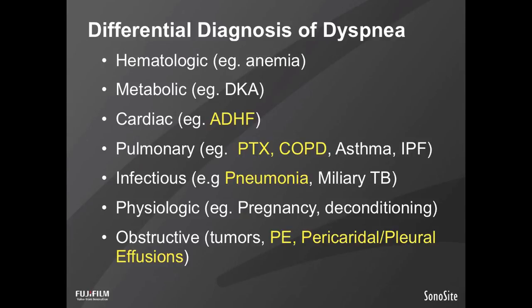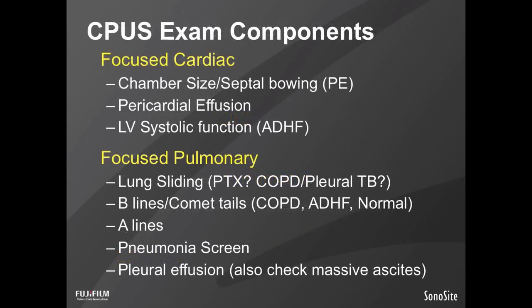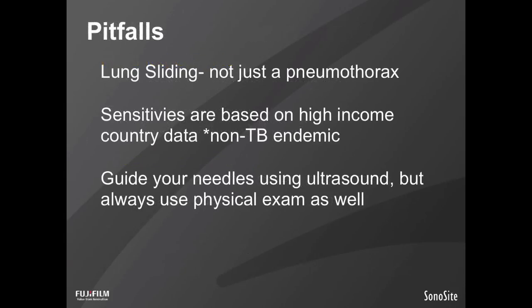So in summary, the differential diagnosis of dyspnea is quite broad, but ultrasound can help diagnose many life-threatening problems, including acute decompensated heart failure, pneumothorax versus COPD flare, pneumonia, and then pleural and pericardial effusions, as well as PE. The CPUS exam components include a focused cardiac section as well as a focused lung ultrasound, and you'll want to scan both for all patients with undifferentiated dyspnea to gain clues towards which potential diagnoses fit your sick patients.